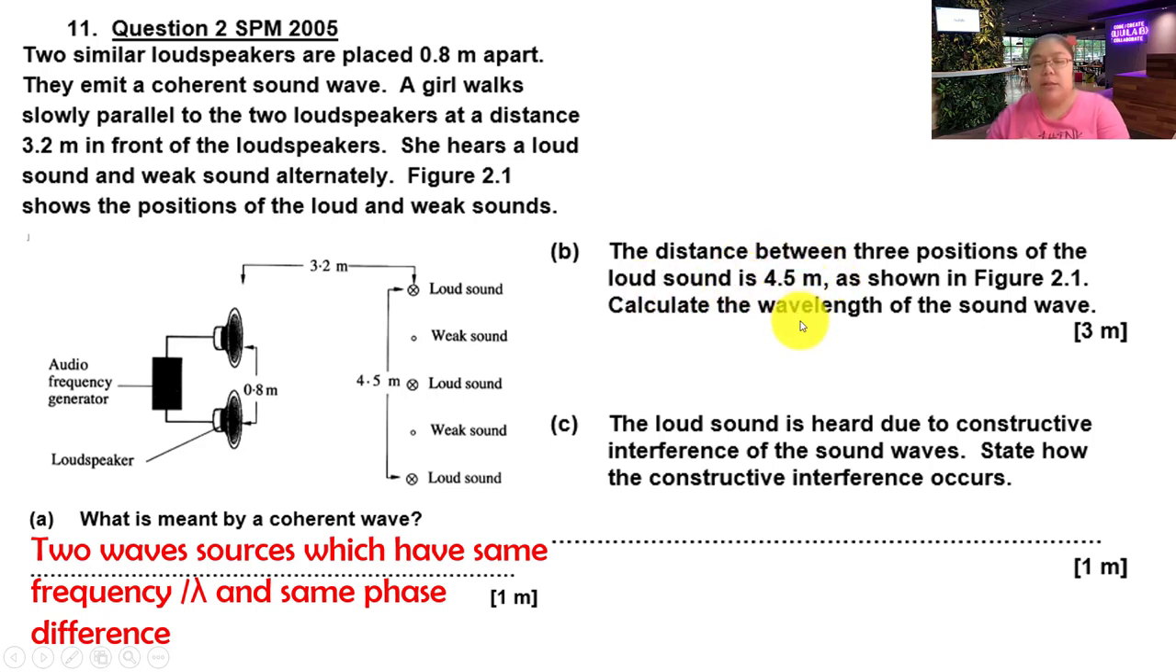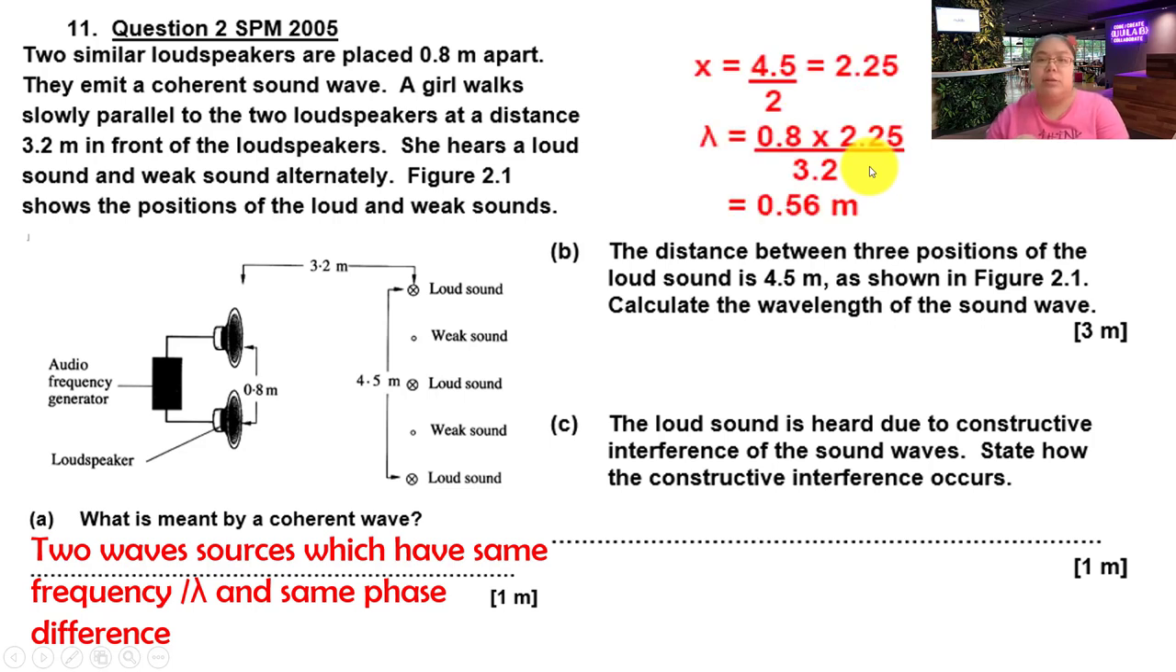So you need to calculate the wavelength. Remember this one, the formula should be lambda equals ax over D. So we just apply all the things, then we find the answer. Okay, you must take the 4.5 divided by 2 first. Then lambda equals ax over D. So 0.56 meter.